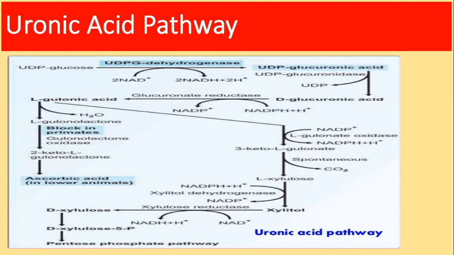UDP glucuronic acid is metabolically the active form of glucuronic acid, and it is required for the synthesis of mucopolysaccharides. It is also required for the detoxification of xenobiotics, bilirubin, and also for the steroid hormones. So that is the main significance of this pathway, the uronic acid pathway, to produce glucuronic acid. The active form of glucuronic acid is UDP glucuronic acid, which is produced by the UDP glucose dehydrogenase enzyme.